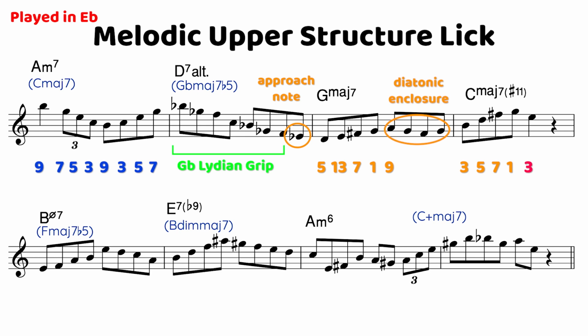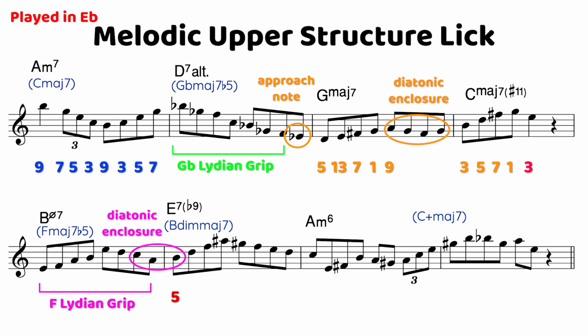In this B half diminished, we're outlining the sound of the Lydian grip from the flat 5th. This grip works great to really highlight the sound of Locrian. So starting on the 7 of F major 7 flat 5, we walk up the upper structure, all the way up to the E, and then we walk down diatonically enclosing the 5th of E7 flat 9.